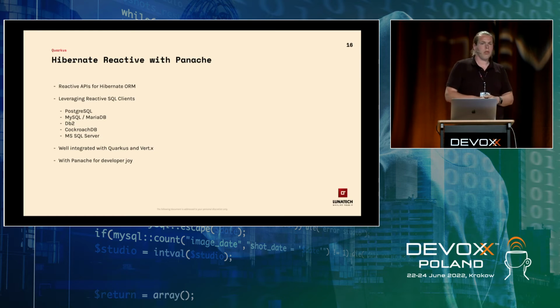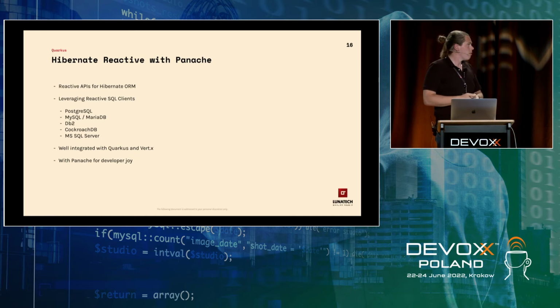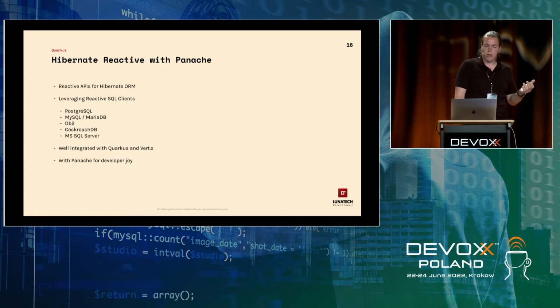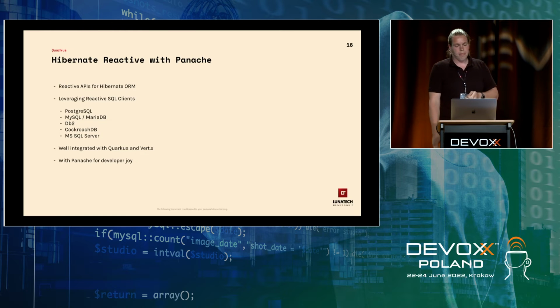So instead of the normal Hibernate ORM APIs, they now have the reactive version as well, together with Mutiny. And they also leverage the reactive SQL client, so not using the traditional JDBC drivers, but the ones built from Vert.x, which are reactive by default. And they have some drivers, if I'm not mistaken, for Postgres, MySQL, DB2, Cockroach, MS SQL, and probably a couple more as well. And it's well integrated with Quarkus and Vert.x.